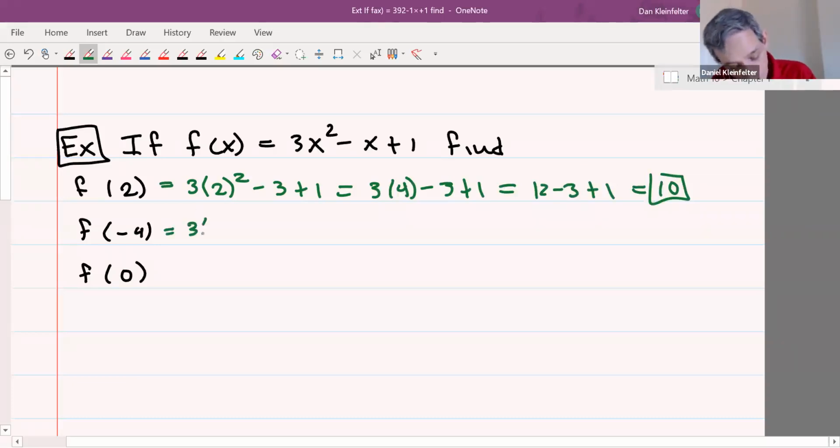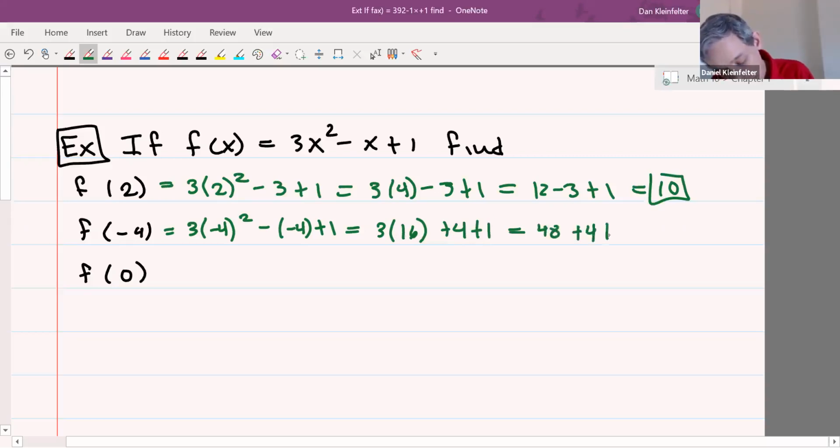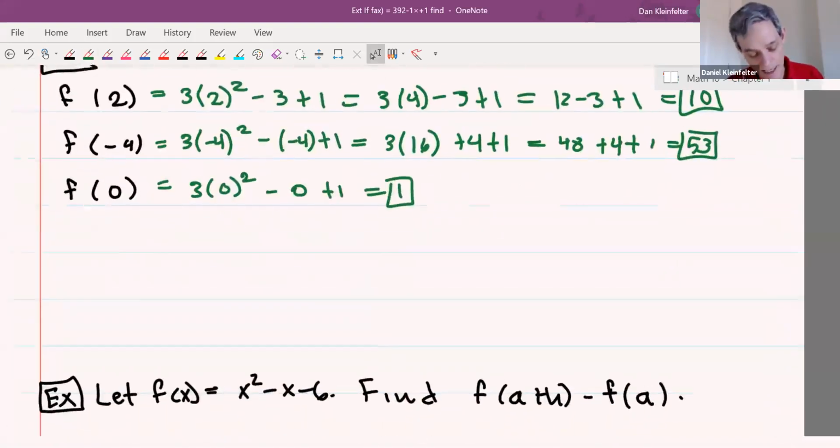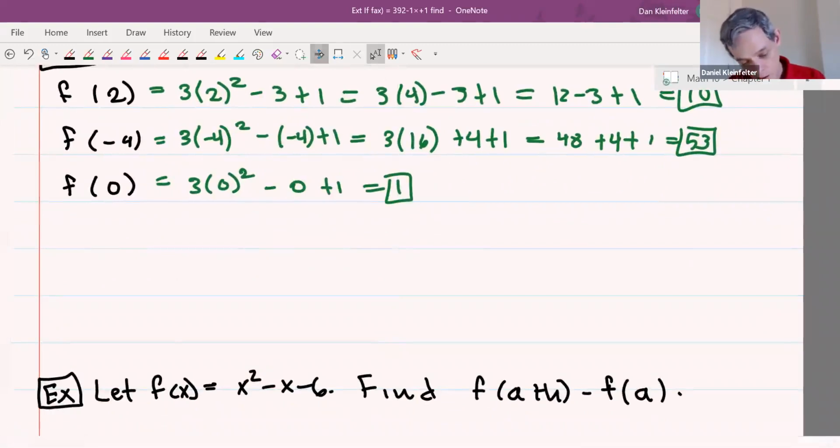For negative 4, that's 48 plus 4 plus 1, looks like 53. And last one, 0, always a treat. Looks like that's just going to be 1. Okay, so evaluating functions. Notice in each case, of course, for any given input, we're going to have exactly one output.